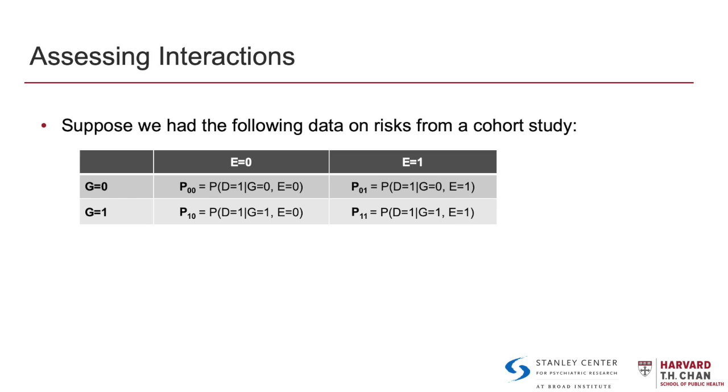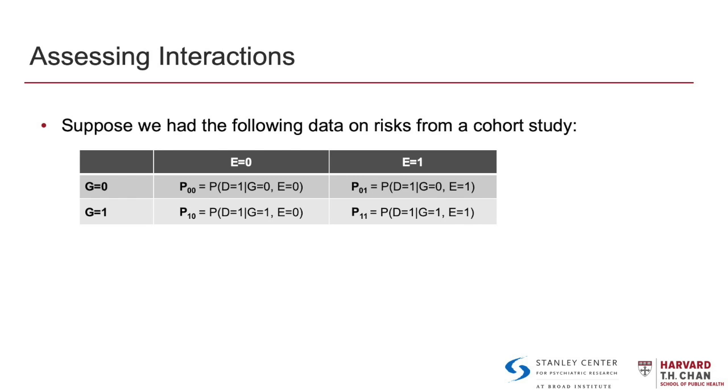Suppose that we have the following data on the risk of a disease from a cohort study. We have our genetic risk factor denoted as G = 0 as absent, G = 1 as present, and the environmental risk factor denoted as E = 0 and E = 1. So we have those 4 cells, a classic 2x2 table in epidemiologic studies.